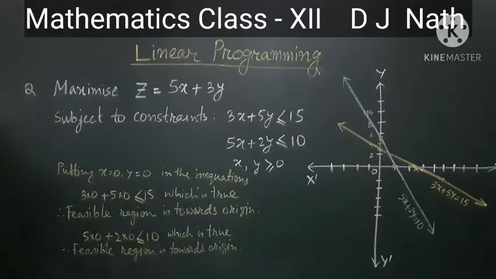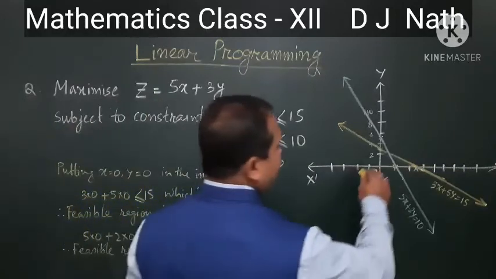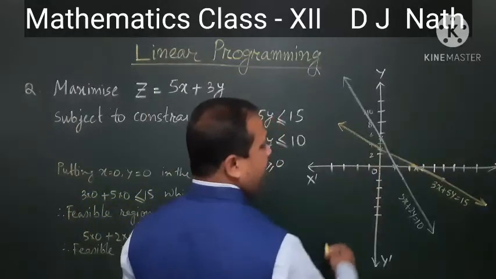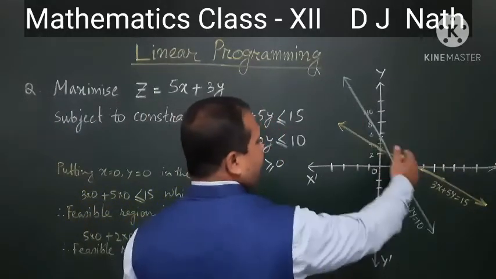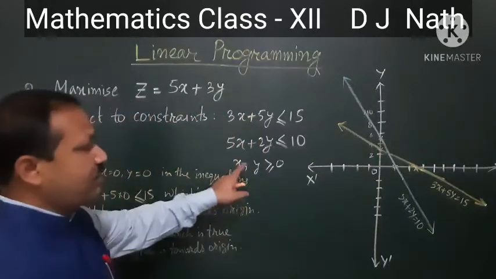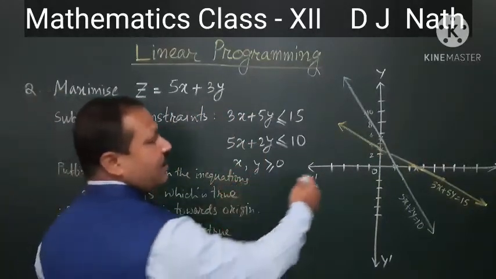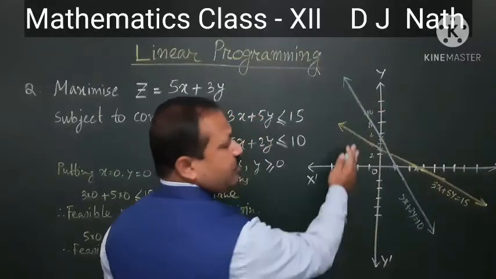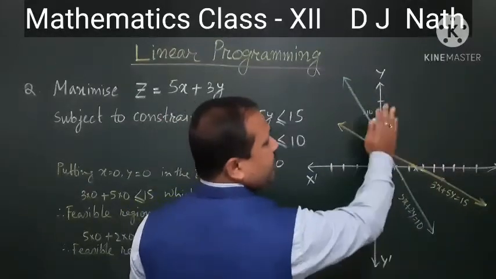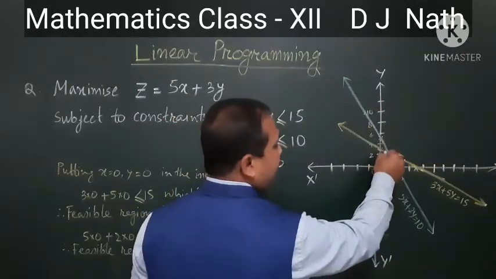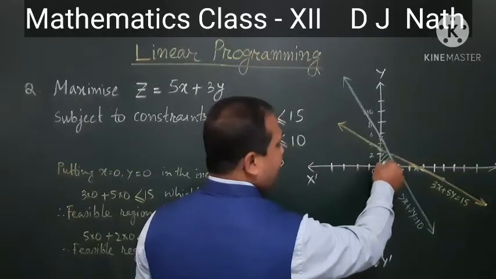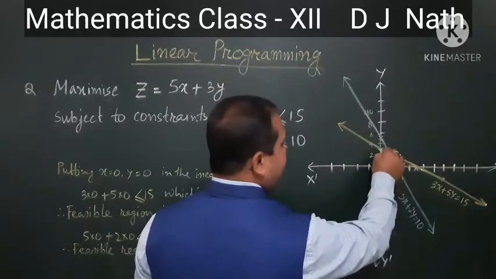So which portion is common? Here we have got two feasible regions. This one is this way, and that one also is this way. And x, y both greater than 0 means it is in the first quadrant. So these portions we are getting as the feasible region.